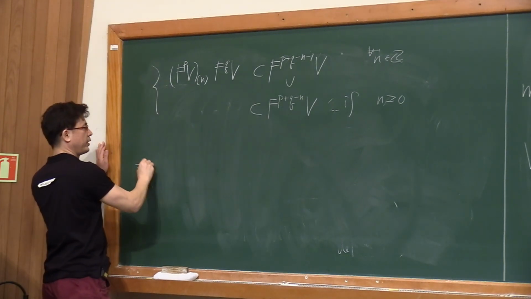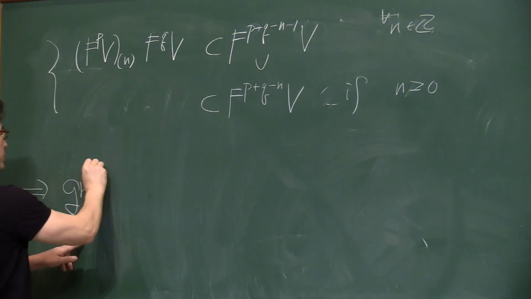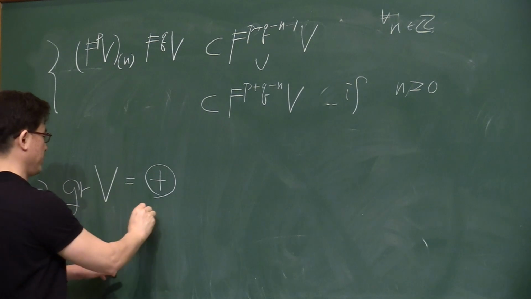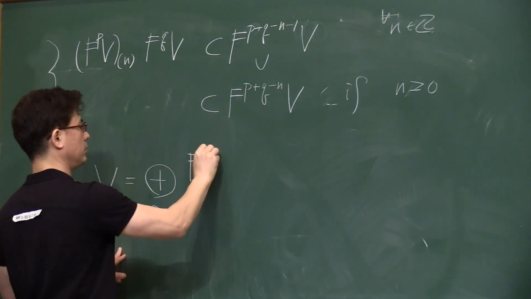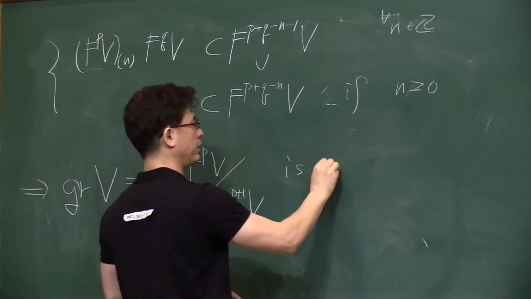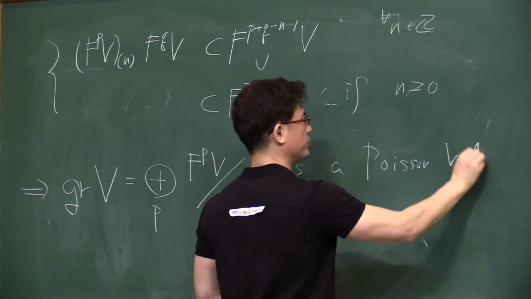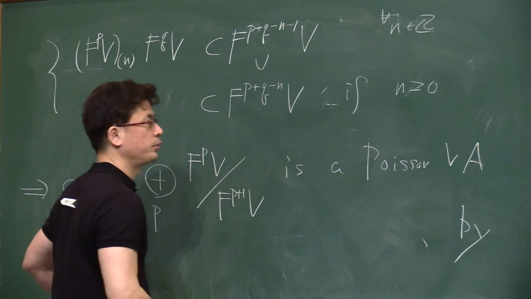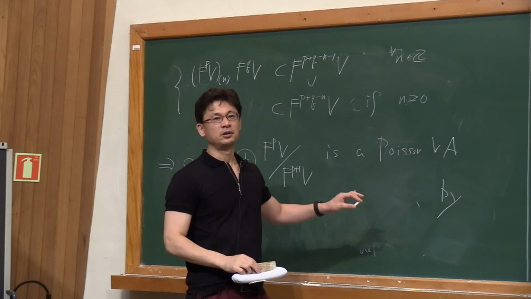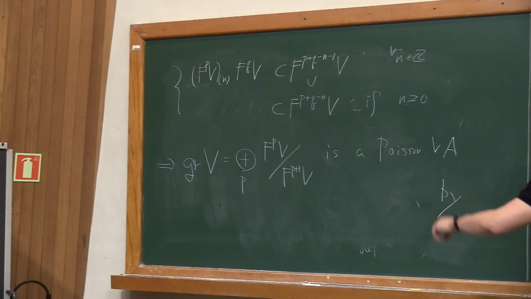And from this, you find that the associated graded is naturally a Poisson vertex algebra. So this is the associated graded, which is isomorphic to V itself as a vector space. So this is a Poisson vertex algebra. I hope you know Poisson vertex algebras, but if you don't, you can just think of it as a commutative algebra. It's a commutative algebra with some extra structure.